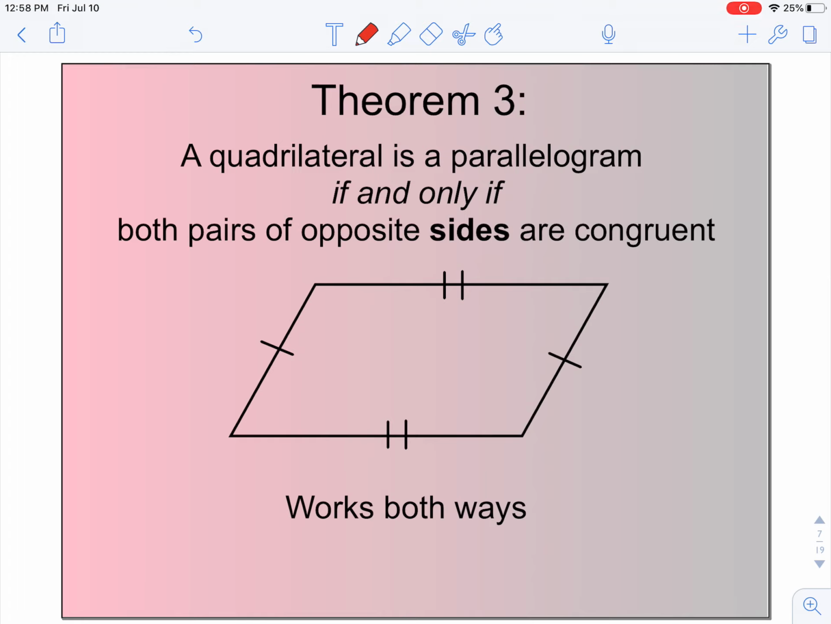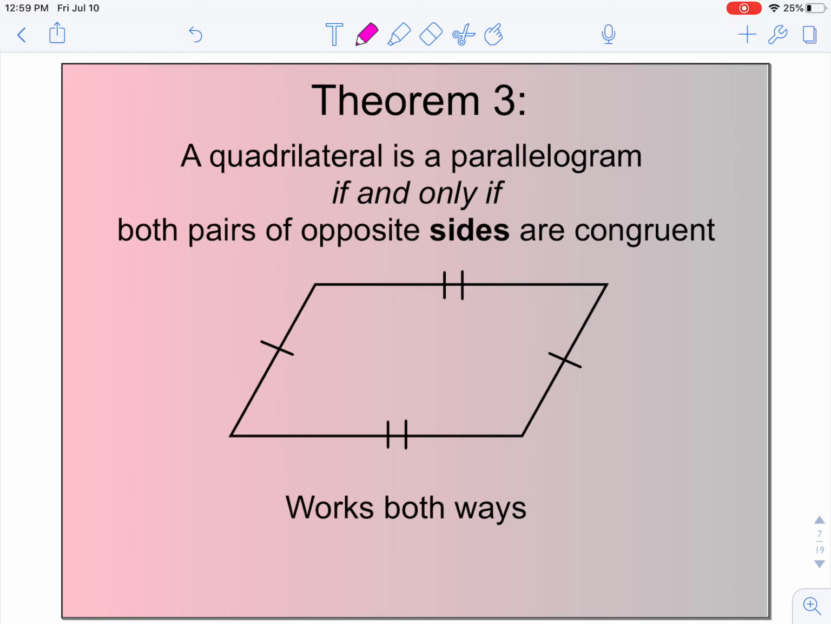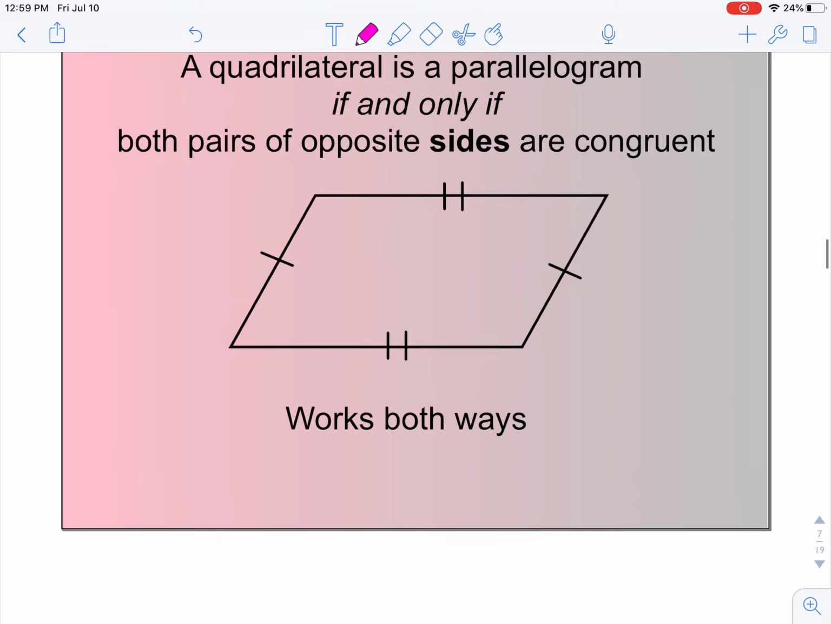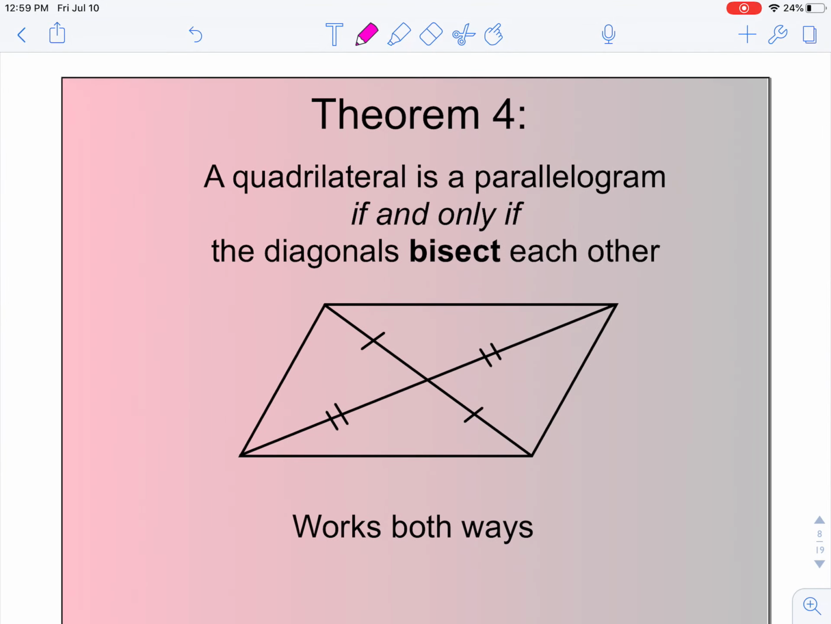The third theorem is a quadrilateral is a parallelogram if and only if both pairs of opposite sides are congruent. This is probably the one that you made the best conjecture on because it's pretty common. But again, if I tell you that it's a parallelogram, then you know that both pairs of opposite sides are congruent. But if I just give you a quadrilateral with the sides marked opposite, congruent, then you know it's a parallelogram. And those are really the difference between our section 8.2 and our section 8.3.